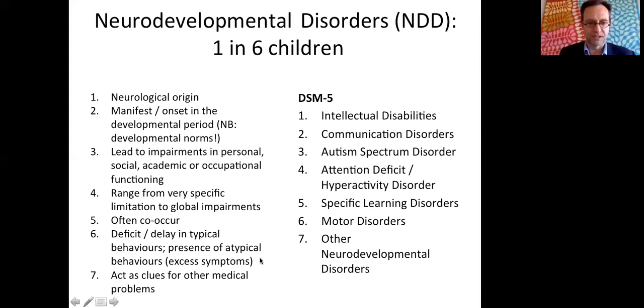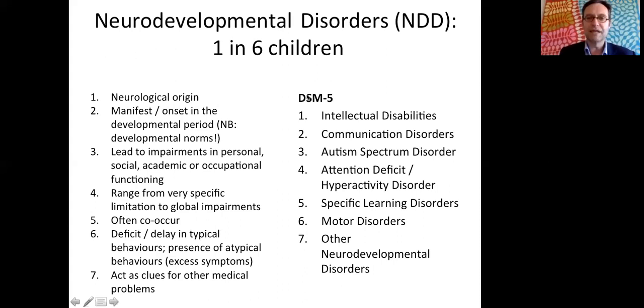And the seventh important point, as I will come back to as well, is neurodevelopmental disorders act as clues for other medical problems. So whenever a health practitioner, whenever a doctor, a nurse or anyone sees somebody who comes with a neurodevelopmental disorder, the immediate thought in our mind needs to be, this might be a marker for other things that I should also look for, identify, and treat.